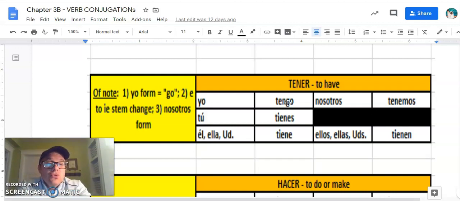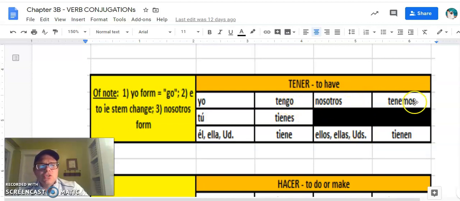The tú form, tú tienes. And then we're back to the stem changing again. The E of the T-E-N of the original stem changes to T-I-E-N-E-S. Tienes. Él and ella and usted tiene. And then nosotros tenemos, no stem change. And then ellos, ellas, and ustedes tienen. So, our weird thing going on here is the yo form, yo tengo, or I have, that G-O at the end of it.